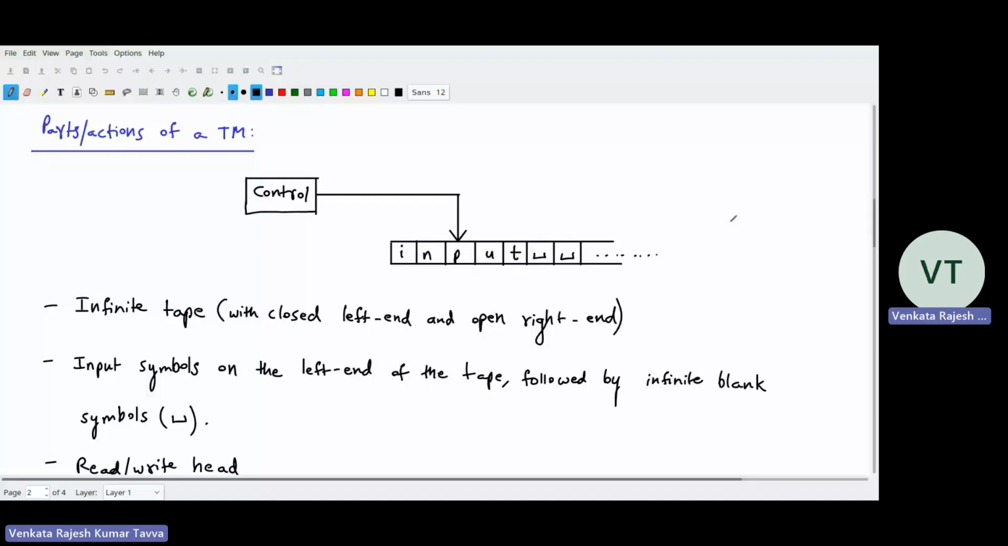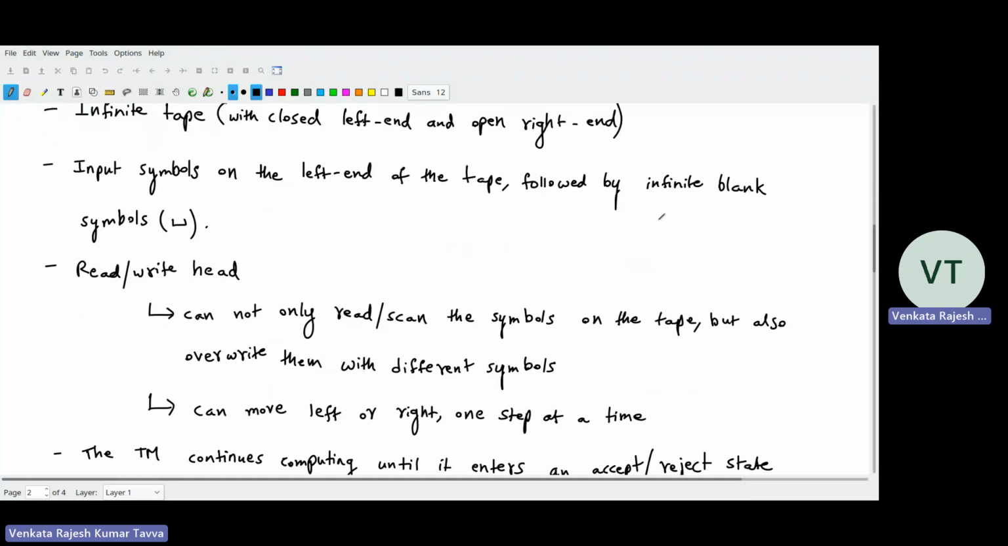So in the last class, we were looking at Turing machines. A Turing machine also has a state diagram, and it has an input tape, unlike a PDA or FSM. This input tape is an infinite tape, closed at the left end and open at the right end. You have a read-write head, which can go over this input tape, left or right, one step at a time. It can not only read the symbols, but it can also overwrite some symbols. So this is a Turing machine in short.